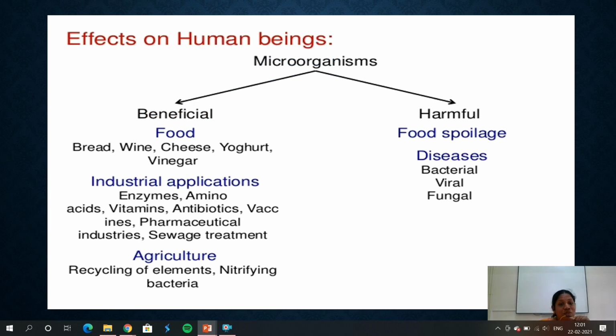Now what are the effects on human beings? Microorganisms are broadly classified based on their effects too, that is the beneficial effect as well as the harmful effect. Let us see the beneficial effect. It includes food applications like preparation of bread, wine, cheese, yogurt, vinegar. Industrial applications like preparation of enzymes, amino acids, vitamins, antibiotics, vaccines, pharmaceutical industries, sewage treatment. Agriculture, yes, recycling of elements, nitrifying bacteria. Harmful effects, yes, they do cause food spoilage and food poisoning. Diseases could be bacterial, viral or fungal.